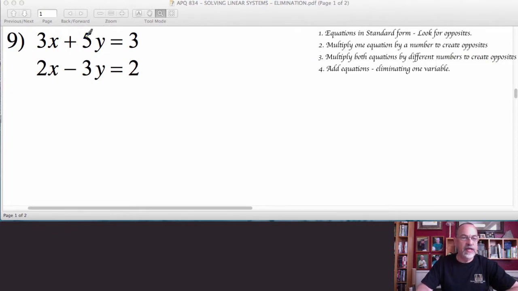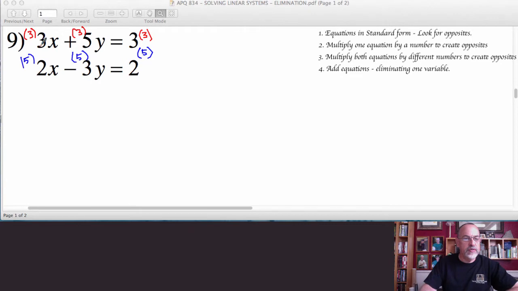Again, because the signs of the y coefficients are already opposites, I'm going to choose to make those opposites by multiplying each equation by the other coefficient of y. So the first equation I'm going to multiply by this coefficient of y, which is a 3. So I need to multiply every term by a 3. And then the second equation I'm going to multiply by the coefficient of the y variable in the first, which is a 5. So I'm going to multiply by a 5. And again, I don't have to worry about the signs because the signs of the y's are already opposites, so they will end up being opposites when I multiply by these numbers that I've chosen.